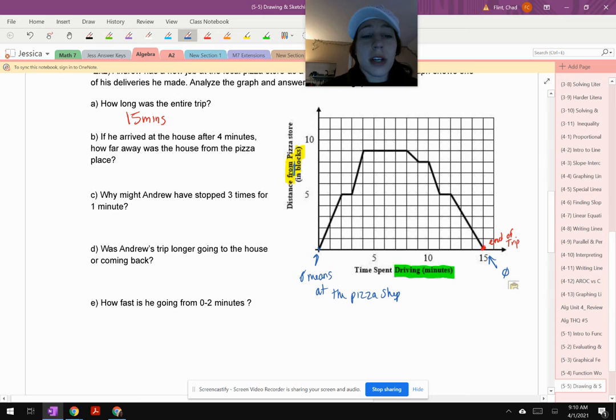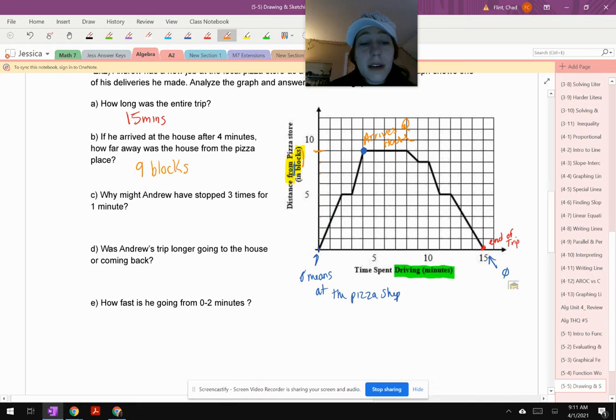The end of the trip means you're back to the pizza shop. So if he arrived at the house after 4 minutes, so minutes are down here. So 1, 2, 3, 4. So this is 4 minutes right here. So this is where he arrives at the house. Let's make a note of that because it's important. Arrives at house. How far away was the house from the pizza place? Okay, so what was the distance there? Distance right here is, let's see, 1, 2, 3, 4, 5, 6, 7, 8, 9. So it's 9 blocks. And remember to be using the measurements that they gave us.